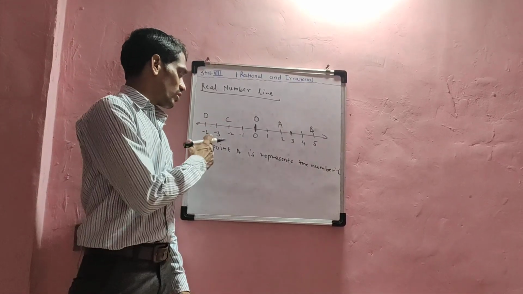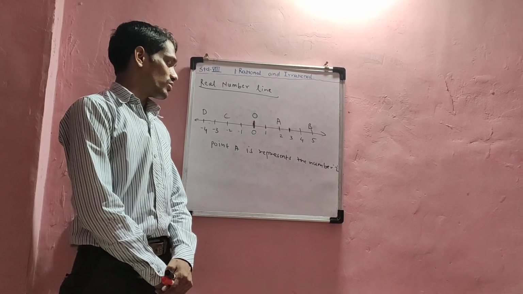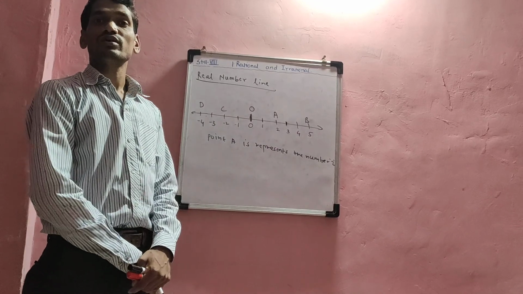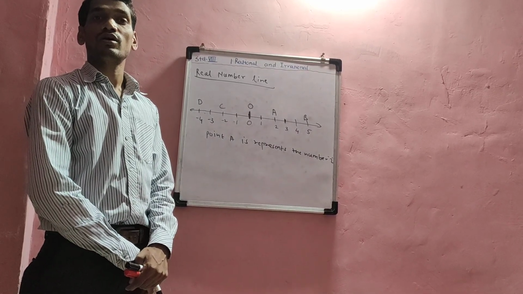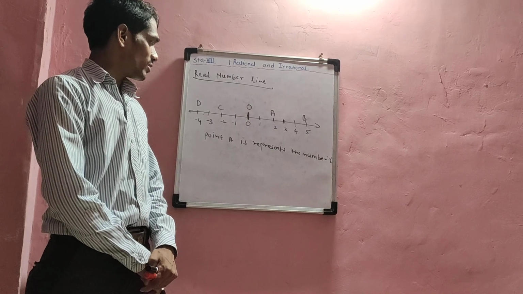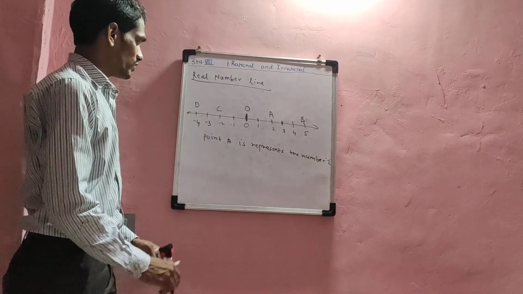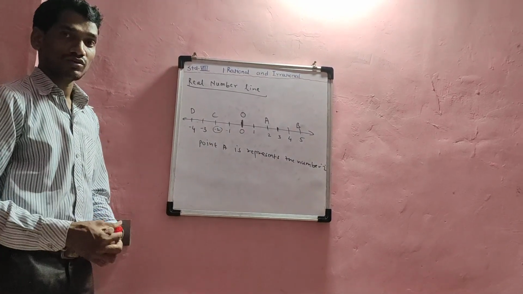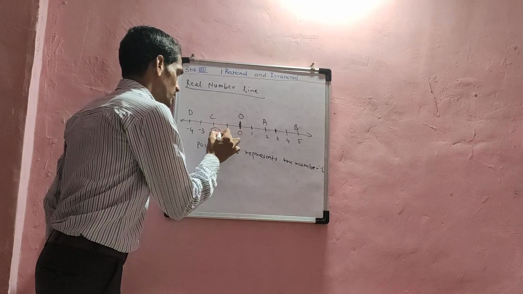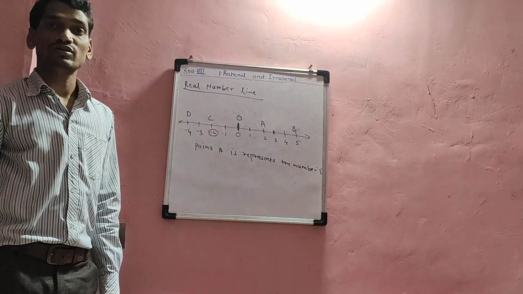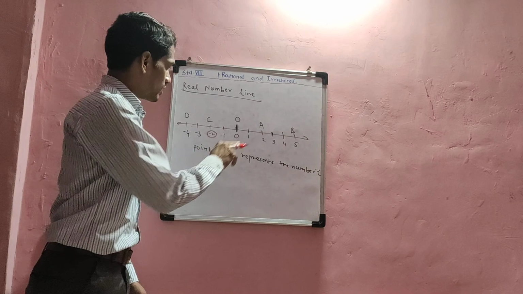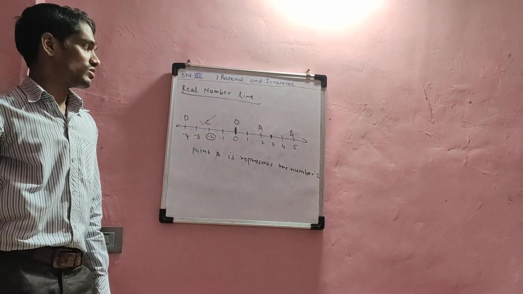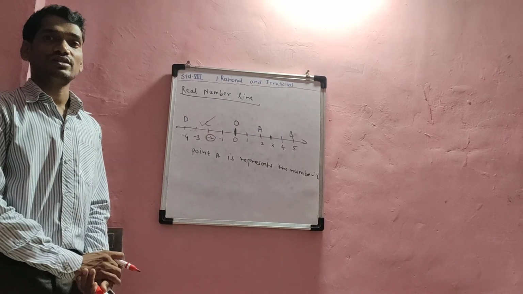So minus 2. Which point represents the number minus 2? So where is the minus 2? Here. Okay, students, where is our minus 2? Here. So minus 2 is represented by which point? C point. Okay. So this question will be asked in the exam.